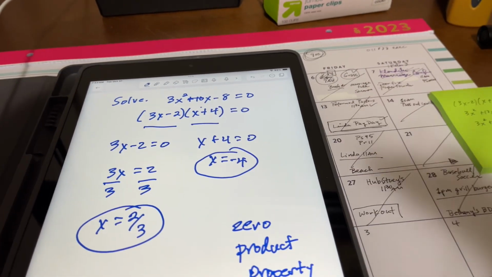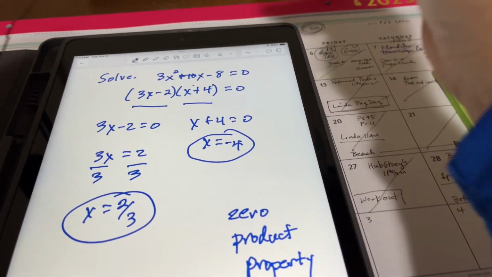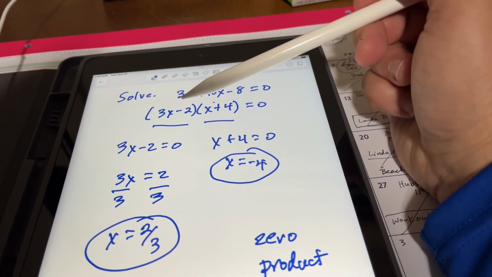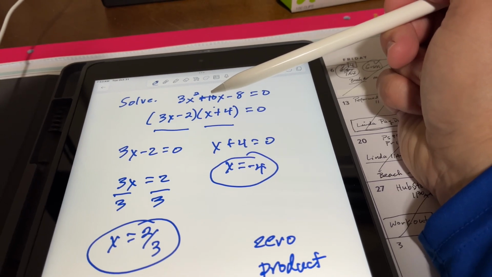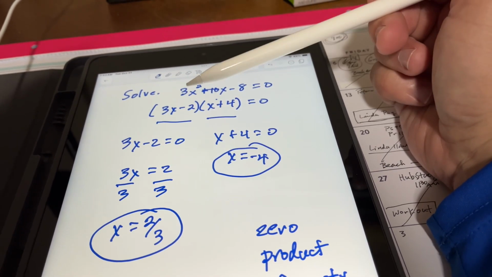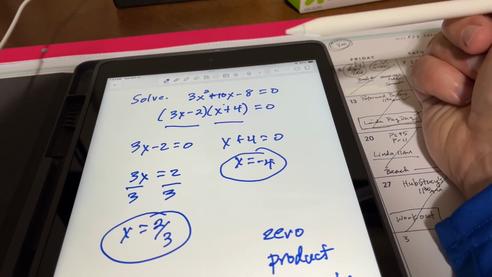So there's a difference in factoring and solving. So when we factor, we're breaking this into things that multiply to be the original. But when we solve, we're actually finding out what x is to make this a true statement when we put it back in.